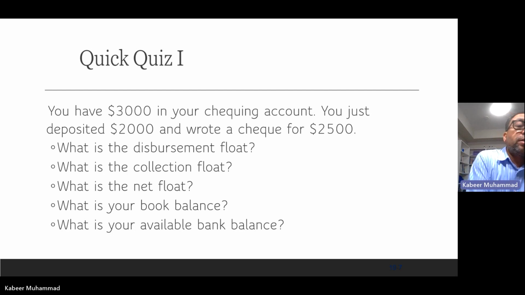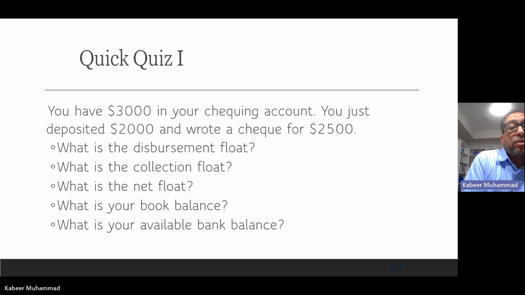What is a collection float? This $2,000 check we deposited but not yet credited in our account. This is what we call a collection float. Now, what we want to find out is the net float. So the net float is $2,500 positive minus $2,000 negative, so it is going to be $500 positive. The net float is $500. And what is your book balance? Now, the book balance is still appearing as $3,000.